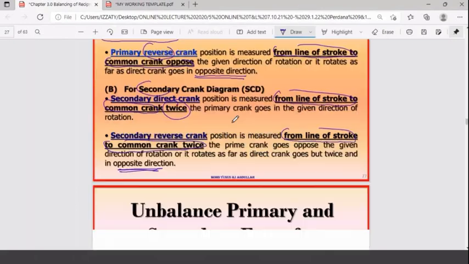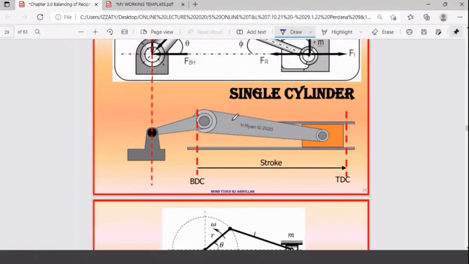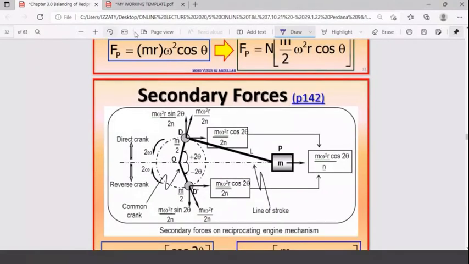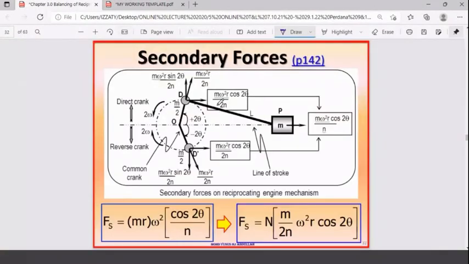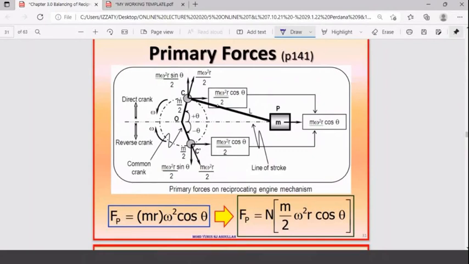We start with an example. Before that, I would like to share a couple of things with you here: the equation. The inertia forces are typically exactly the same as what we have in the inline engine. One is the secondary force, the other is the primary force. This is the secondary force, and this one is the primary force. It's exactly the same. The new term is that we have N here.